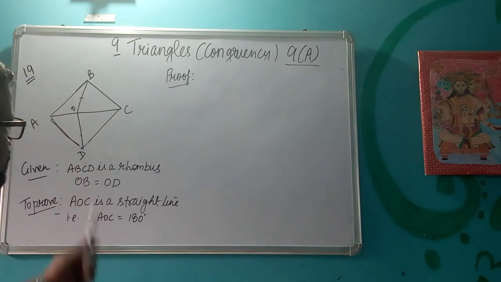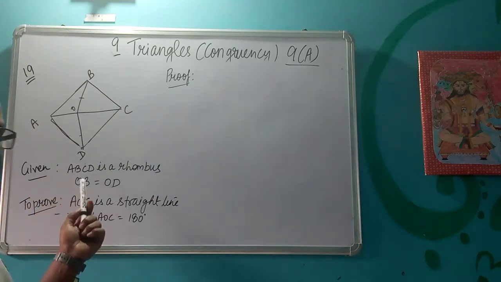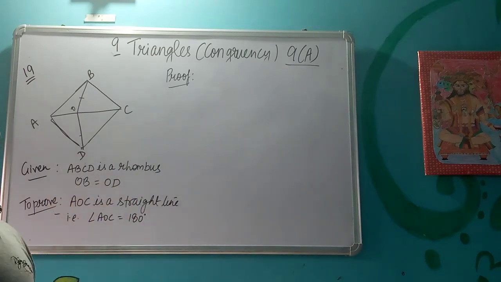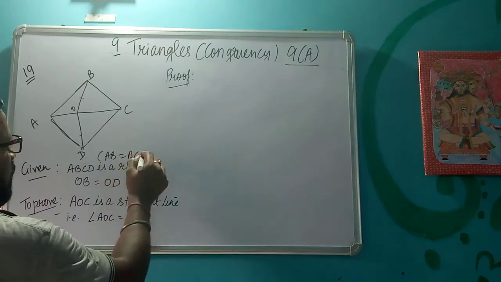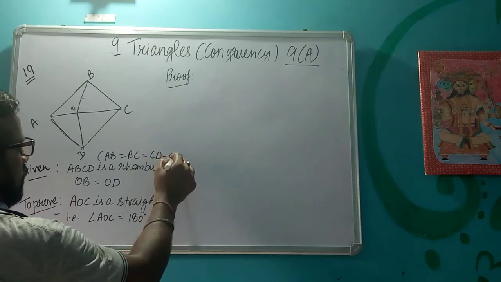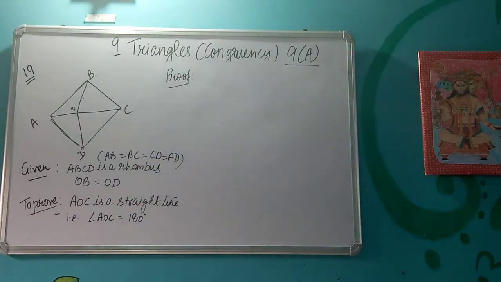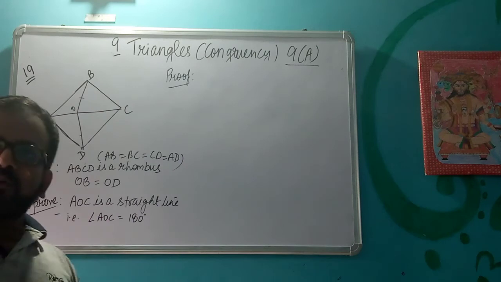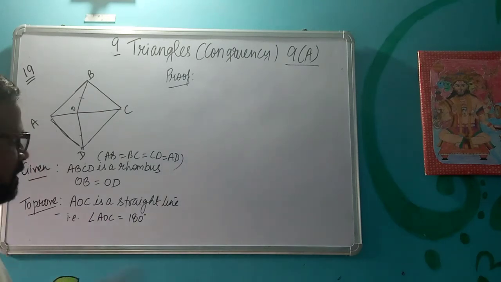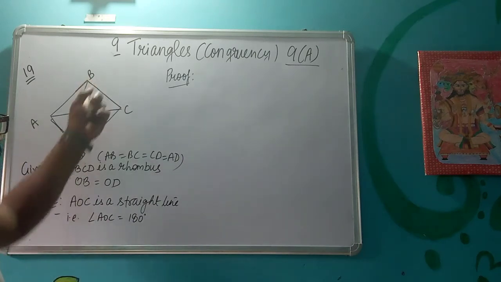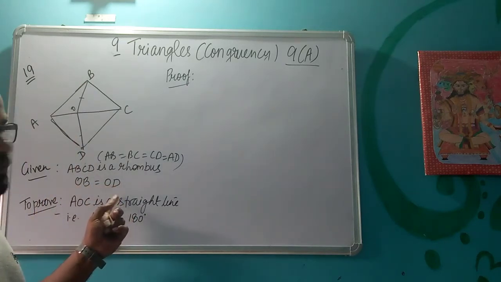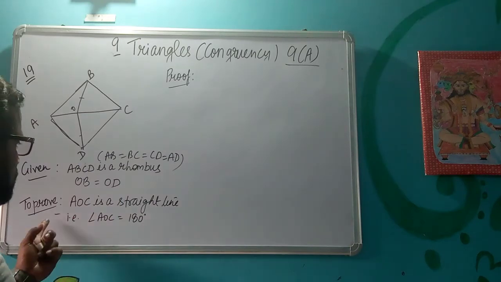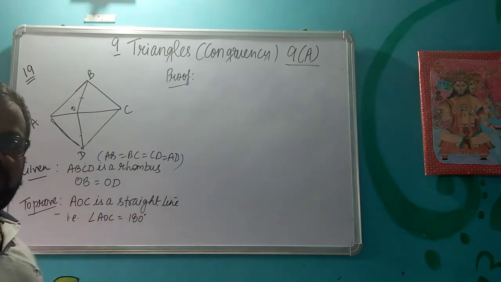So first of all, in this problem it is given that ABCD is a rhombus. What is the meaning of rhombus? That all the sides are equal to each other. Then point O is inside the rhombus. Let O be any point such that its distances from B and D are equal. That means OB equals OD is given. Now with the help of this we have to prove AOC is a straight line.